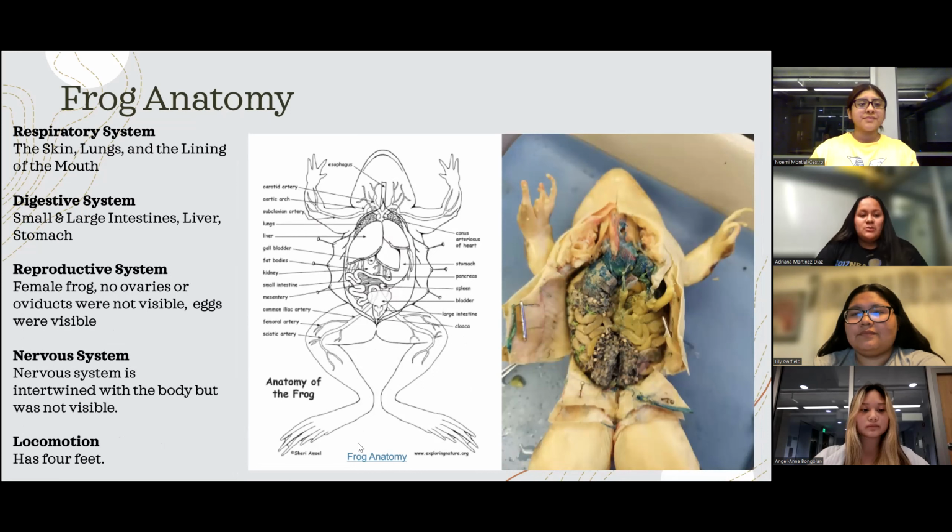For the reproductive system, we weren't able to see the ovaries or the ovary ducts, but we were able to see the eggs that were visible, which are part of the reproductive system. And then for the nervous system, again, it's very intertwined, so it's very hard to capture and see. But for the locomotion, we were able to see the 4 legs.